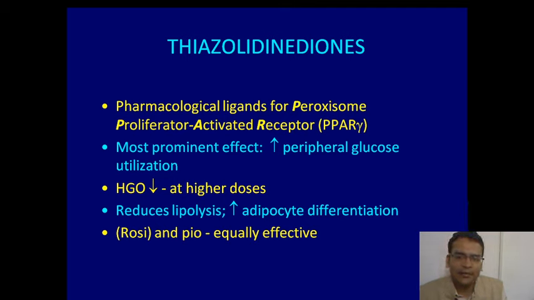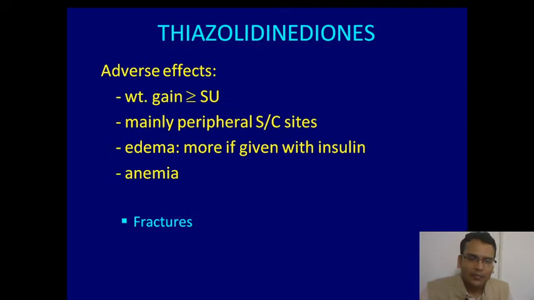As they act at the level of insulin resistance, they tend to improve insulin sensitivity at the level of adipose tissue. They are also known to decrease hepatic glucose output at higher doses, and they increase adipocyte differentiation. And both rosiglitazone and pioglitazone were equally effective. However, rosiglitazone was withdrawn after concerns raised in terms of CV safety following an analysis in 2008.